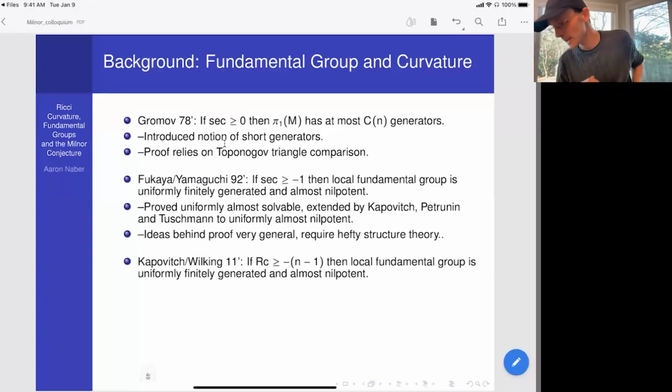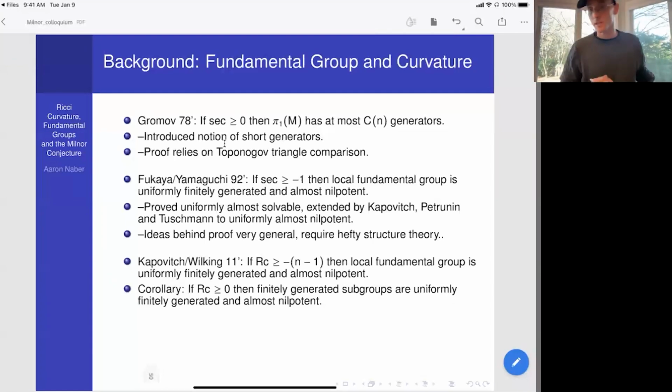So in 2011, Kapovich and Wilking extended Fukaya and Yamaguchi's proof and proved the same thing for Ricci curvature. So if you have a lower Ricci curvature bound, then the local fundamental group is uniformly finitely generated and almost nilpotent. And how that relates to, say, even the Milnor conjecture is simply that if we apply this to a space with non-negative Ricci curvature, where local is basically anything you want now because of the scales, then finitely generated subgroups are uniformly finitely generated and uniformly almost nilpotent.